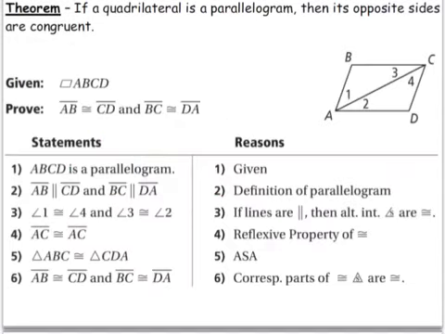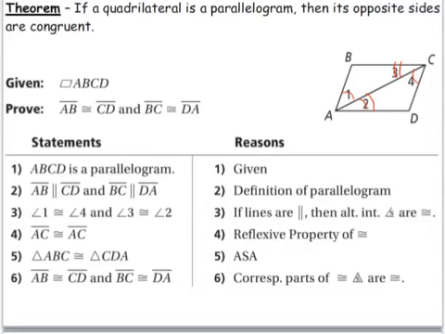For the proof, we are given parallelogram ABCD. We want to prove AB is congruent to CD and BC is congruent to DA. By the definition of parallelogram, we know that the opposite sides are parallel to each other. So AB is parallel to CD and BC is parallel to AD. When you construct line segment AC, you see that you have alternate interior angles. So angle 1 is going to be congruent to angle 4, and angle 3 is congruent to angle 2.